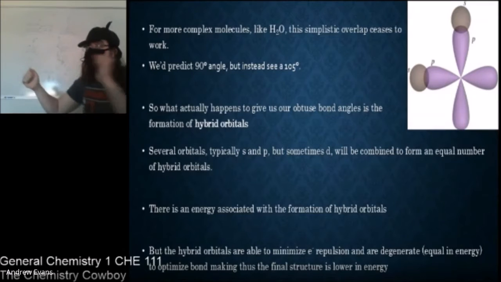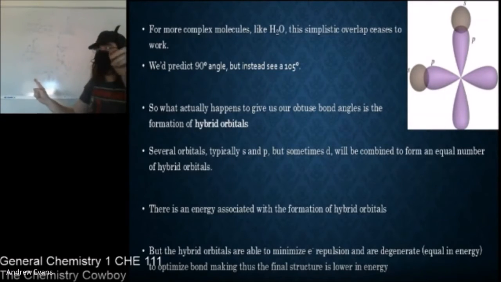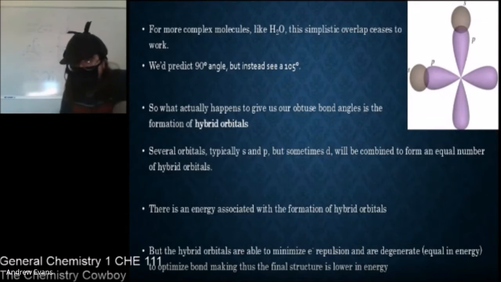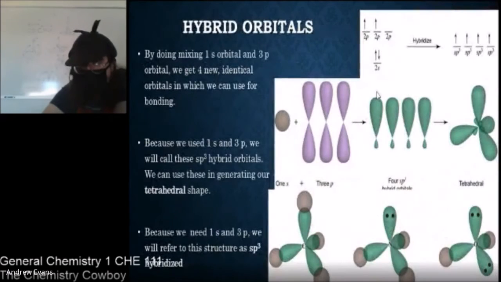I took one s and one p, and I get two new orbitals back that are hybridized. If I take three orbitals and mix them together, I'm going to get three hybrid orbitals back. Now, while there is energy associated with making these hybrid orbitals, they will minimize electron repulsion. They will all be degenerate, which means they're equal in energy, and they will optimize the bond making. So the final structure is actually net lower in energy than what you would expect.